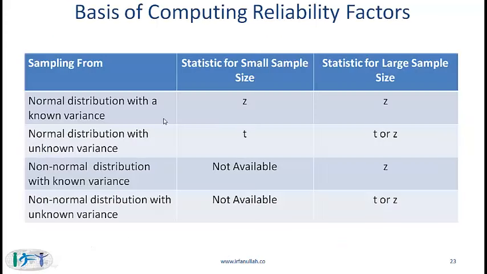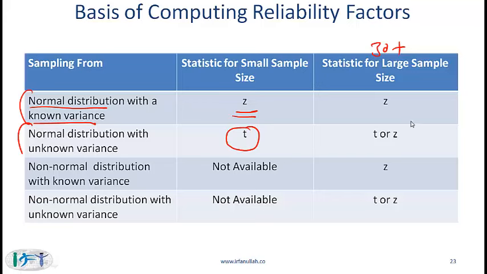So far, we have assumed that we have a normal distribution with a known variance. When we can make this assumption, then the appropriate statistic is the z-stat, whether you have a small sample size or a large sample size of 30 or more. What if you have a normal distribution but the variance is not known? This is quite a common situation. Then you cannot use the z statistic, especially if you have a small sample size. You have to use something called the t statistic, which we will talk about over the next few minutes.